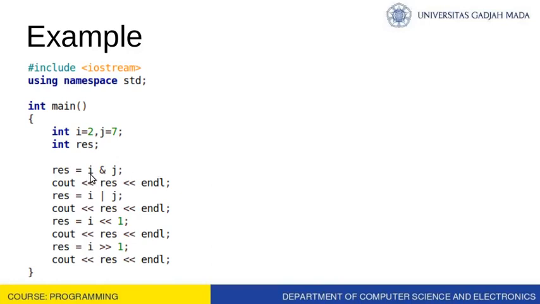Suppose I have this i and j, so I have to change this i into a binary representation. This is 2, so I will have 1 and 0, and j is equal to 7, so I will have 4, 2, 1, the sum of them will be 7. Then you do the AND operator, and also you do the OR operator.